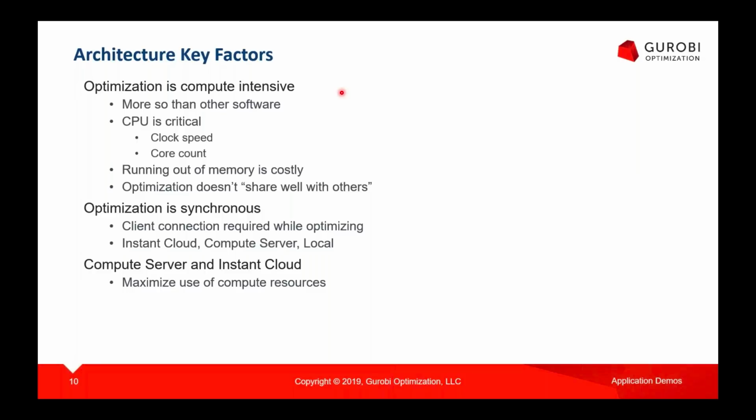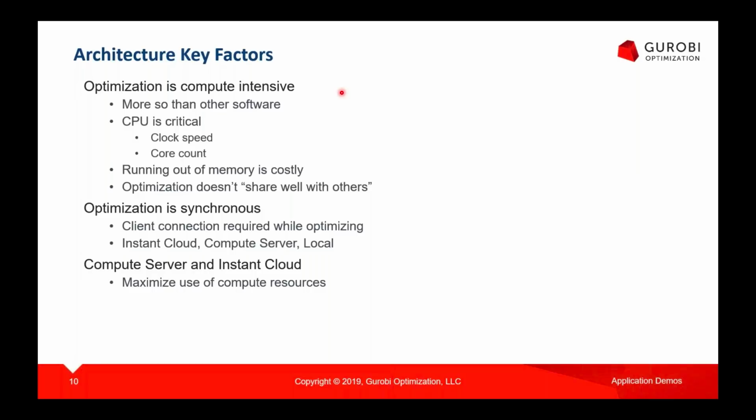And one of the things we want to get across here is to remember that optimization is compute intensive. And it's more so than most software, I think, that any of us encounters. Any kind of business software is usually less compute intensive than optimization. And so CPU is critical here. Clock speed, solve times are almost linear with clock speed. And core count is also critical for most models, especially MIPs.